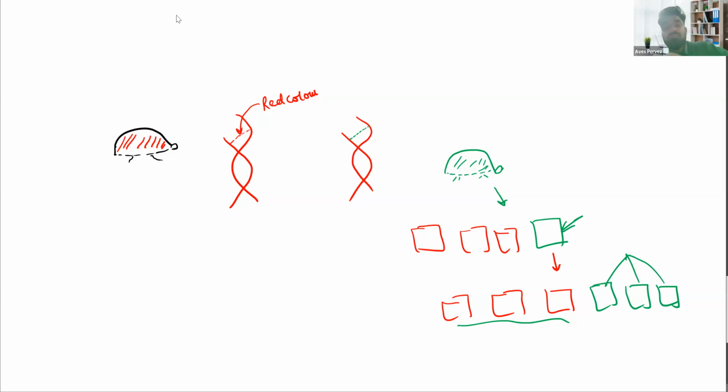So this is the way we say that evolution occurs. Evolution occurs slowly. The changes that are suitable and favorable to the environment keep on growing. Okay, got it?